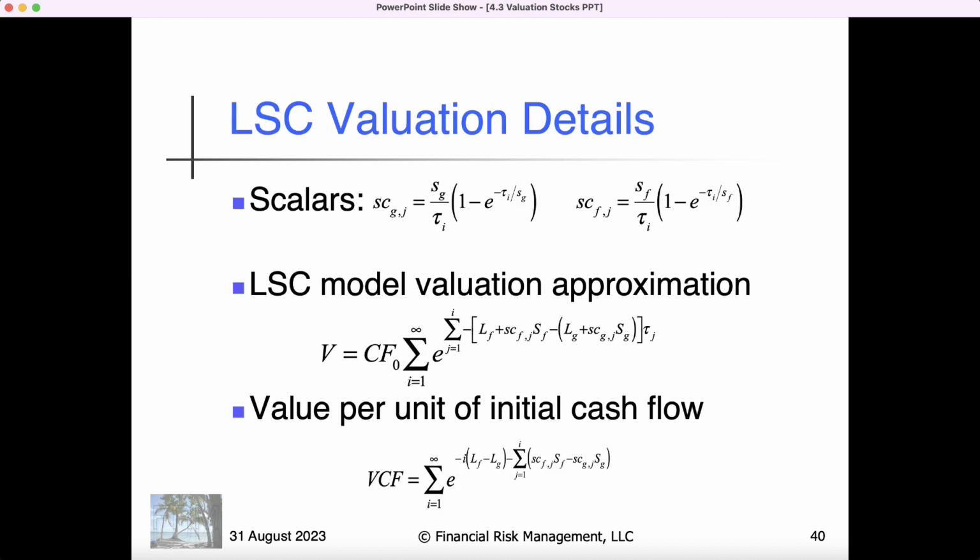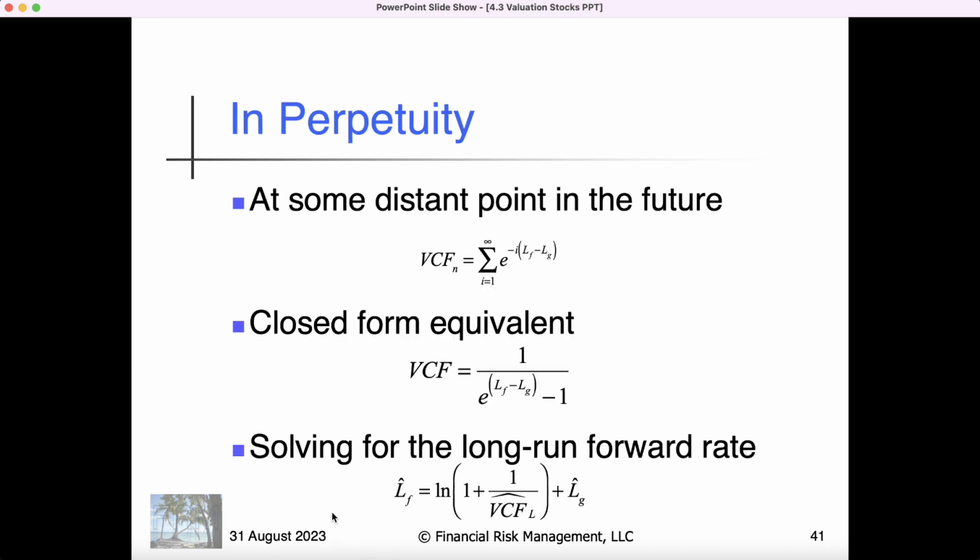If we apply scalars to both the growth rate and the forward rate, which could be different, we come up with a valuation model that looks something like this. And then the value per unit of an initial cash flow, if I divide by the initial cash flow, is per dollar cash flow, which will be useful.